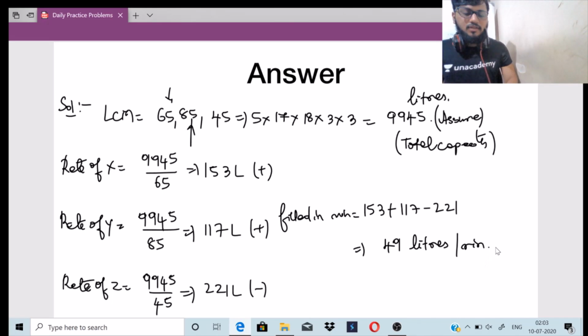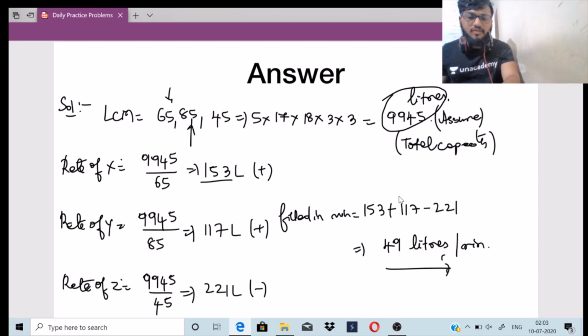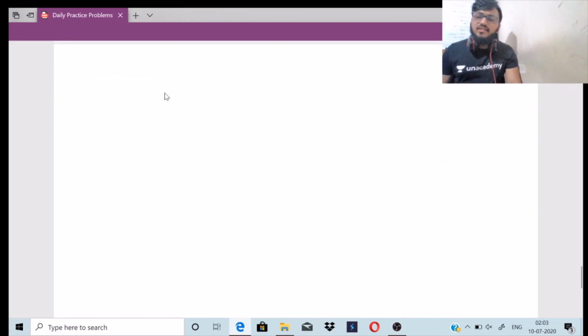49 liters per minute. How much part has been filled in a minute? It is 153 (x) plus 117 (y) minus 221 (z), because z is emptying, so 49 liters per minute, right? What is the total capacity? The total capacity is 9945 liters. The rate is 49 liters per minute.